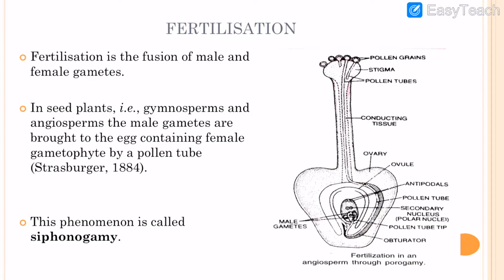and then enter into the style, and after the style they enter into the ovary, and as we also know, in the ovary ovules are present. We can see the structure here. This pollen tube enters into the ovule through the micropyle end, and enters the embryo sac of the ovule through one of the synergids.